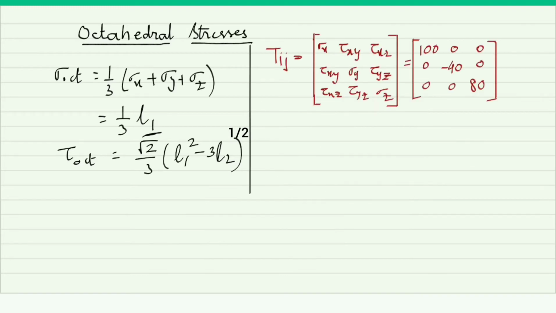Now let's solve a numerical, and here we are given a stress matrix: 100, 0, 0; 0, minus 40, 0; and 0, 0, 80. To find the octahedral stresses for the given stress matrix, sigma octahedral is equal to 1/3 of L1, which is 1/3 of the diagonal elements. So this is 100 minus 40 plus 80, so 1/3 of 60... that is 20 units.